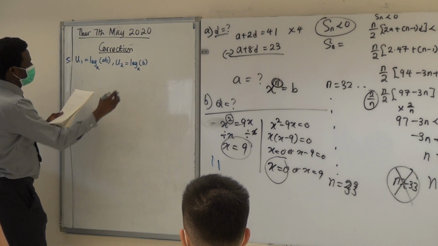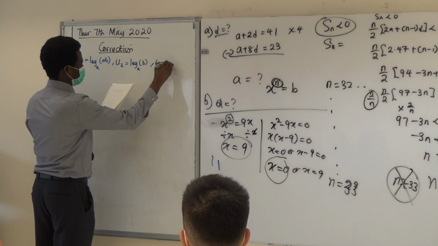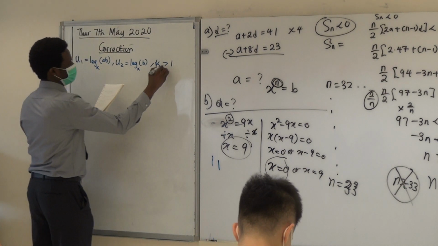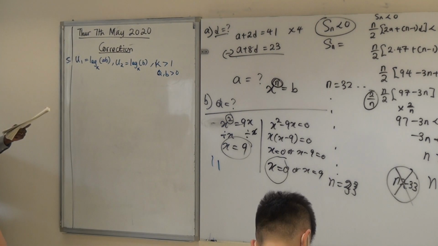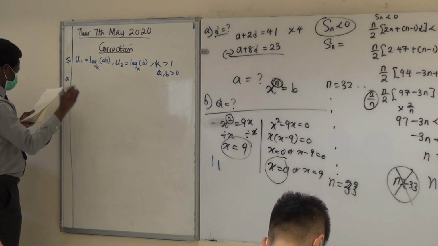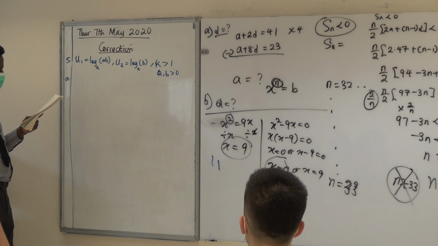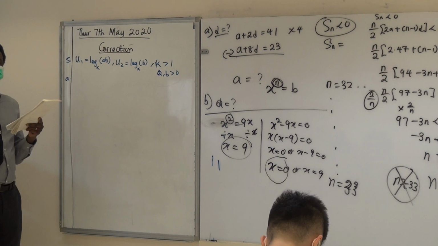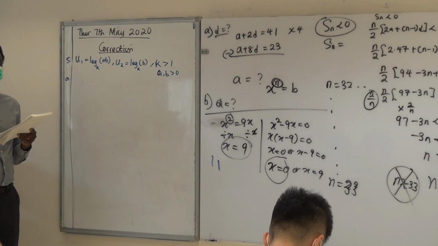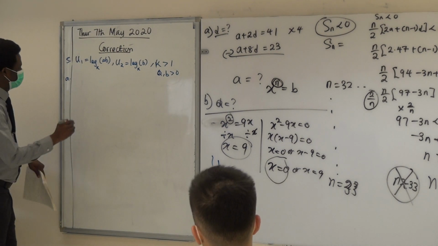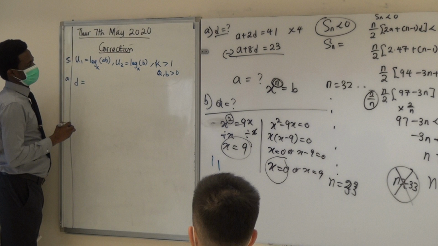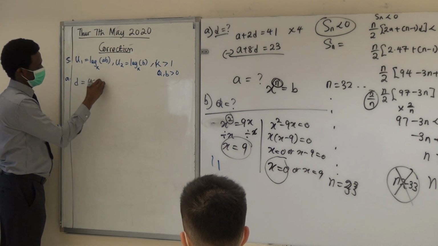So we have that K is greater than 1, and we know that A, B is greater than 0. Those are the preambles. All right. Show that D is negative log A base K. We want to show. Again, don't start from there. How do we find our D normally? It will be U2 minus U1.